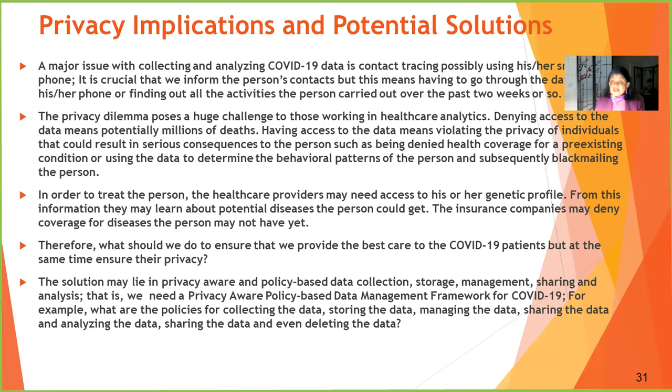That could result in serious consequences to the person, such as being denied health coverage for a pre-existing condition, or using the data to determine the behavioral patterns of the person, subsequently blackmailing him or her. In order to treat the person, the healthcare providers may need access to his or her genetic profiles. From this information, they learn about potential diseases the person could get, but the insurance companies may deny coverage. That's a challenge. Therefore, what should we do? We want to provide the best care to the COVID-19 patients, but at the same time ensure their privacy.